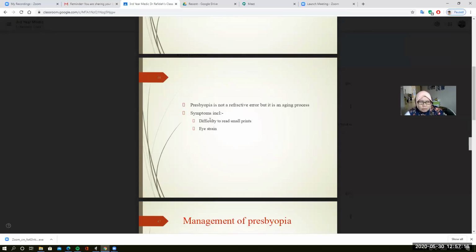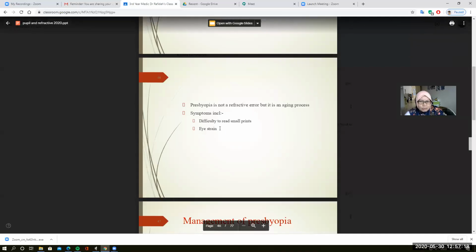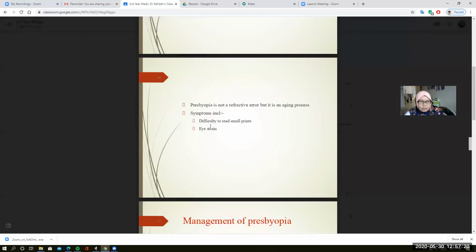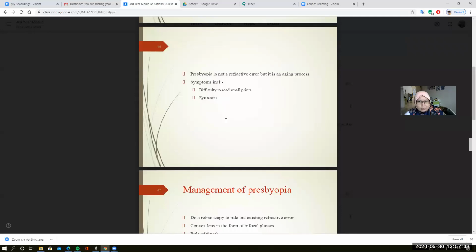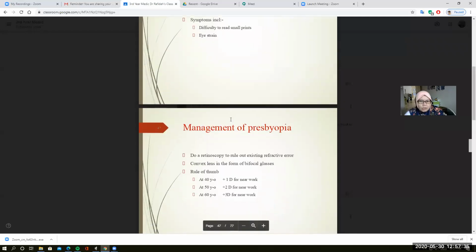So the symptoms are usually being unable to read near, eye strain, headache, and blurry vision after they read for quite some time, and when they see far it becomes blurry, with pain around the eyebrow. So how do you manage presbyopia?